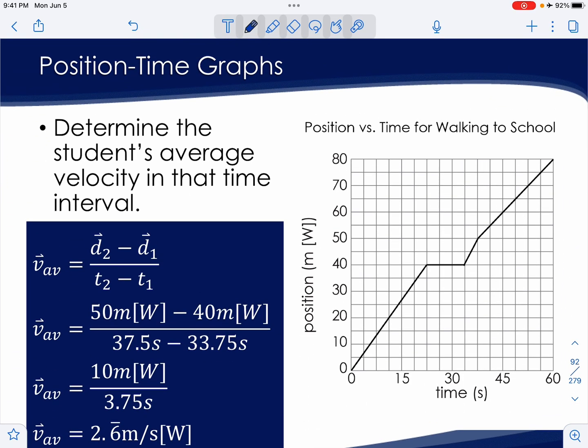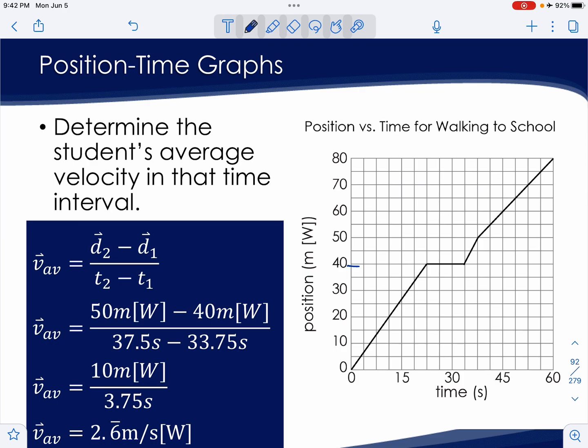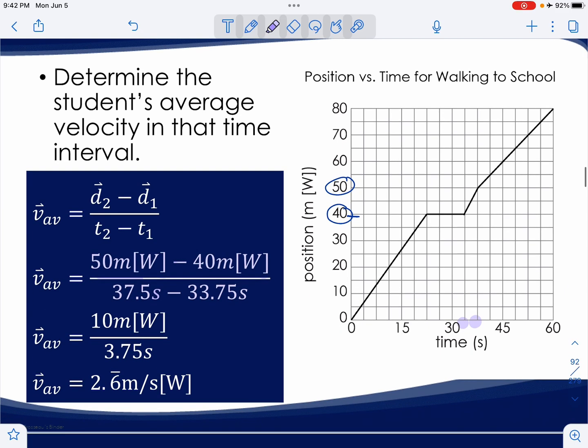Determine the student's average velocity in that time interval. Okay, so for the average velocity, we need the rise. It's starting at position 40, and it's going to position 50. So here, we've got our 50 meters west, because we always do D2 minus D1 over the time interval. 37.5 is time 2, and 33.75 is time 1, from here to here. So if we do the math, we end up getting 2.6 meters per second west.